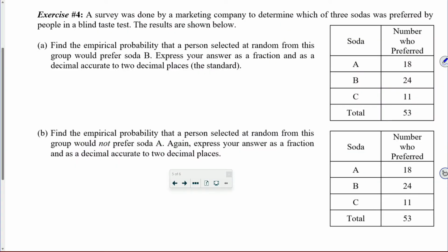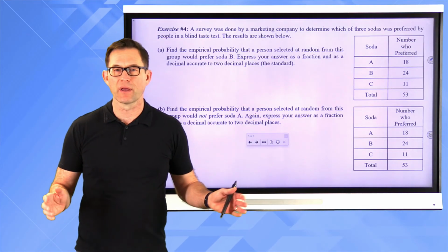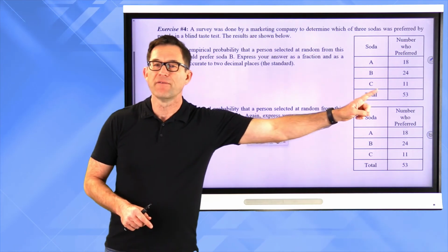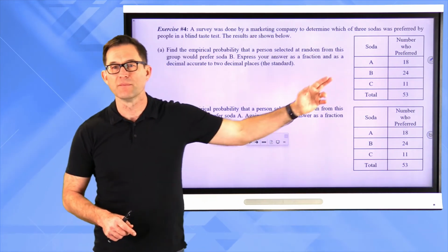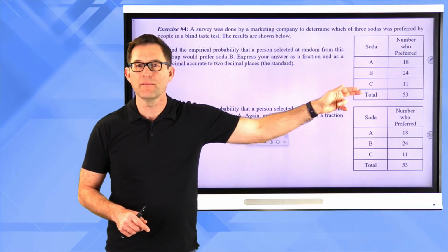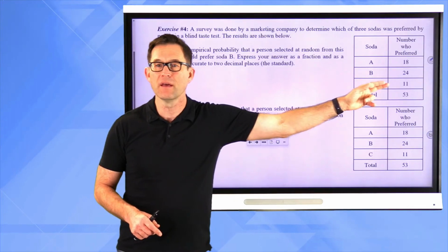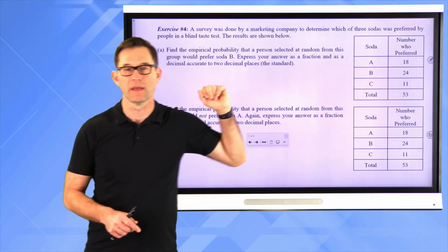A survey was done by a marketing company to determine which of 3 sodas was preferred by people in a blind taste test. The results are shown below. All right, so let's just make sure that we understand this. This marketing company came along, right? They had 53 total people. They gave them soda A, soda B, soda C. 18 of them preferred soda A, 24 preferred soda B, 11 preferred soda C, right?